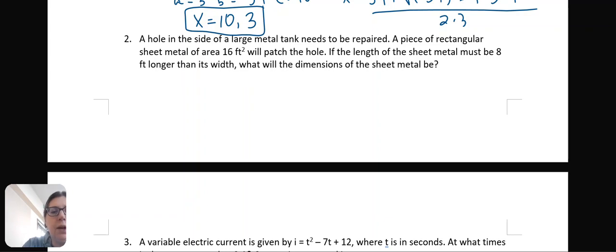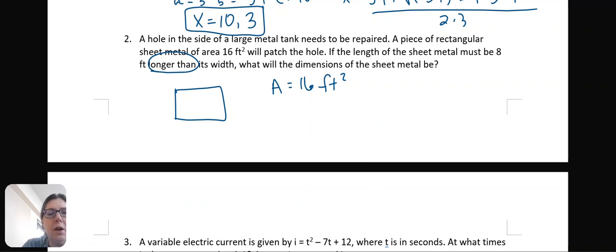So, okay, a hole in the side of the large metal tank needs to be repaired. A piece of rectangular sheet metal, so I'm going to draw a rectangle, has an area of 16 square feet. And then we're going to patch with that. If the length of the sheet metal must be 8 feet longer. So the math that longer entails is always a plus. So one side's going to be a variable. You can pick any letter you want. I tend to do X just because it's easier if I always use X. The other one is 8 feet longer, so it's that amount plus 8.